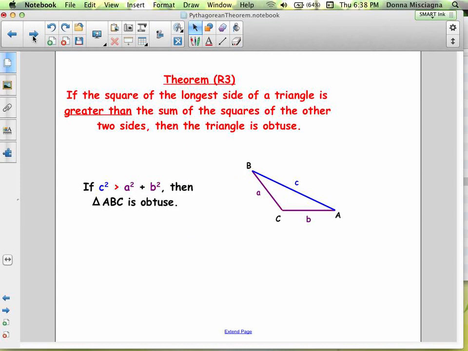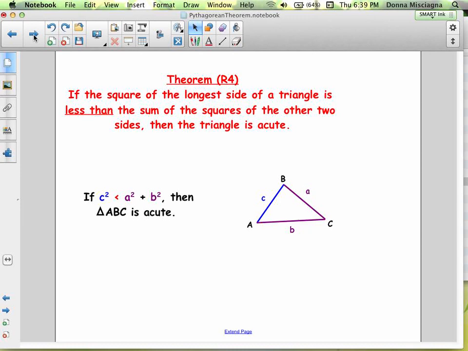Now, not only can we determine if a triangle is a right triangle or not, we can use that same theorem to classify whether a triangle is acute, obtuse, or right. So if the square of the longest side of a triangle is greater than the sum of the squares of the other two sides, then the triangle is obtuse. And that would make sense because a larger angle is going to be opposite a longer side. So if c squared is greater than a squared plus b squared, then triangle ABC is obtuse.